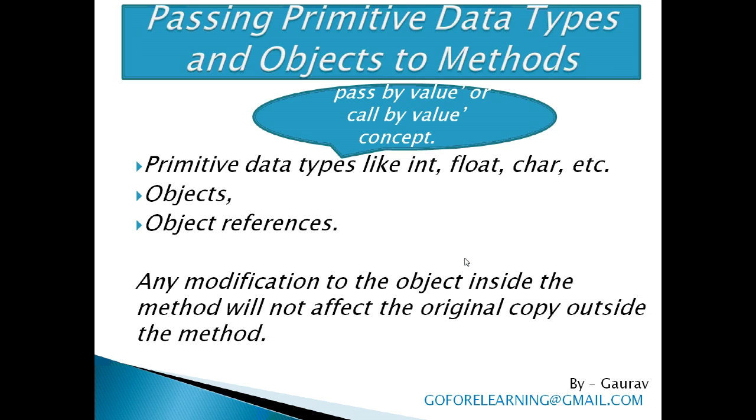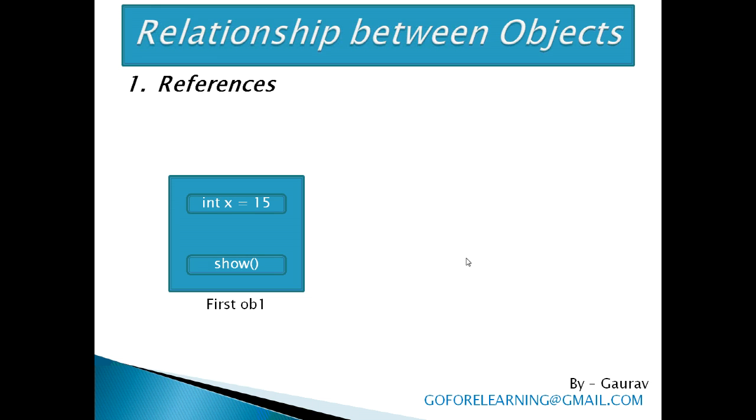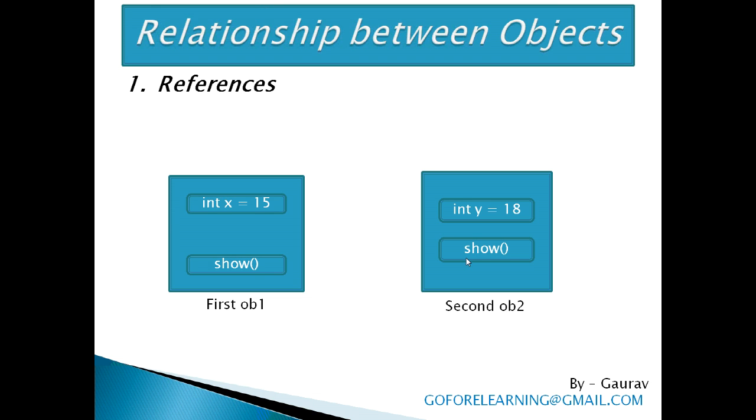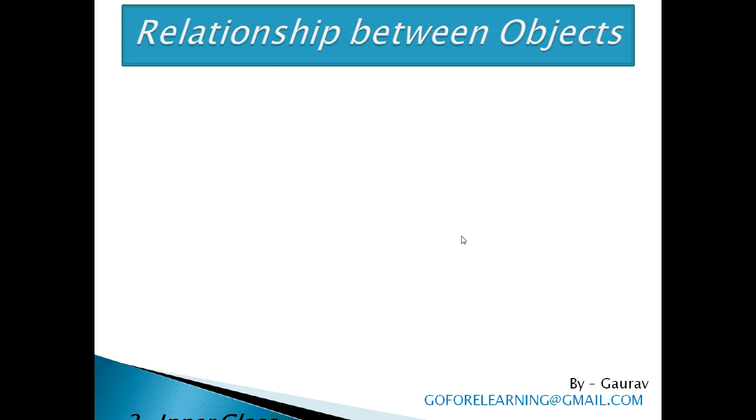Another important discussion topic is how to create a relationship between objects. There are three ways to relate objects in Java. First is reference. We will understand using reference with the help of an example. Here are two classes: class First, whose object is OB1, and class Second, whose object is OB2. In this example, we are creating the reference of class Second in class First. Using this reference, we can refer to the instance variables and methods of class Second. So this is the first way. The second way to relate objects is using inner classes.